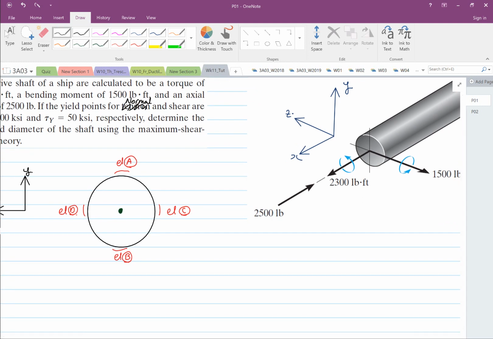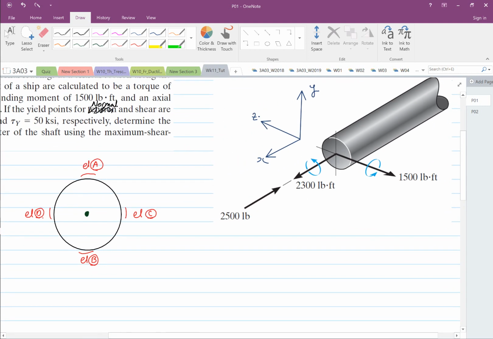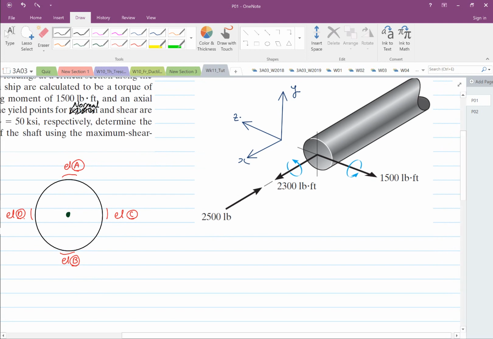If we were to look at our loading, we know from our loading over here that moment in Z is equal to 1,500 pound-feet. I highly recommend that we convert to inches, so we'll want to multiply by 12. The 12 is because we're going to change it to pound-inch. So 18 times 10 to the power 3 pound-inch.